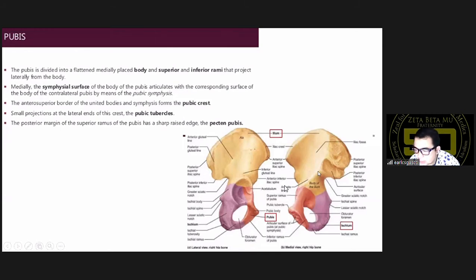If you can see the arcuate line of the ilium, it becomes continuous with the pectineal line of the pubis, and this imaginary line is known as the iliopectineal line, which is an important marker to divide the pelvis into the false and true pelvis. The iliopectineal line is formed by the arcuate line of the ilium and the pecten pubis, or the pectineal line, of the pubis.